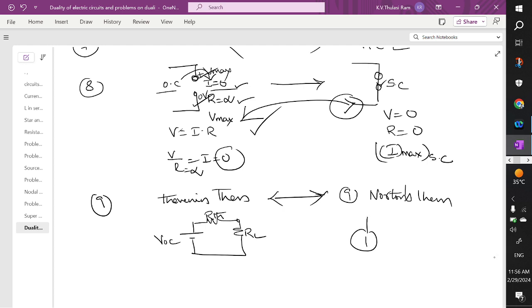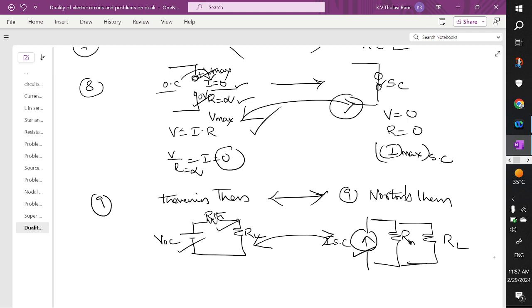But when you come here, you are going to have the current, where this current is called the short circuit current, where the resistor is connected in parallel, where this is called the Norton resistance, and here you are going to have the load resistance RL. So you can see the dual of this network is nothing but this network. Here the voltage source is replaced with a current source, and R Thevenin and RL are connected in series. Here R Thevenin and RL are connected in parallel.